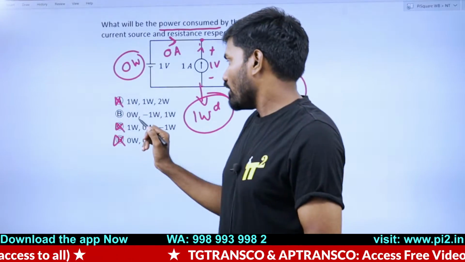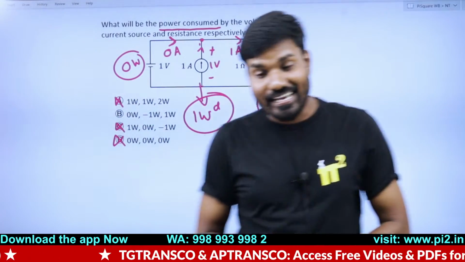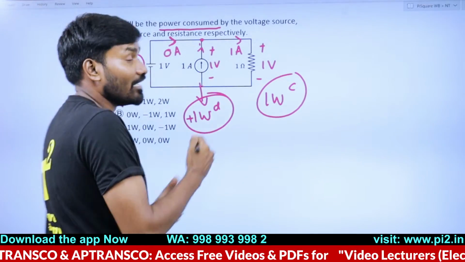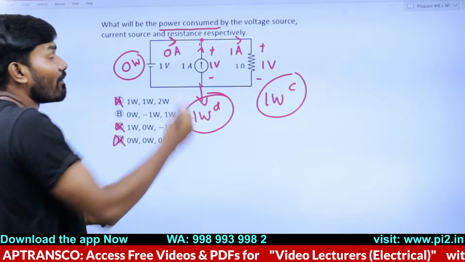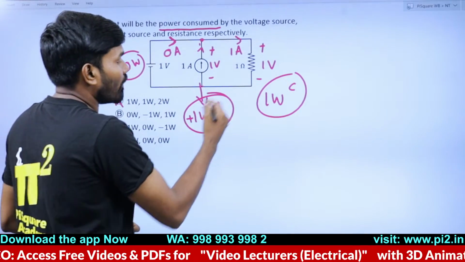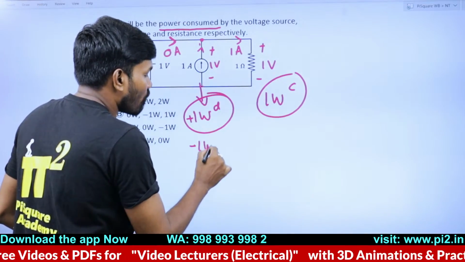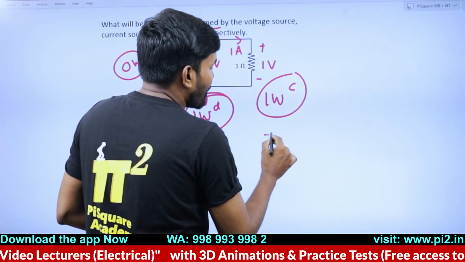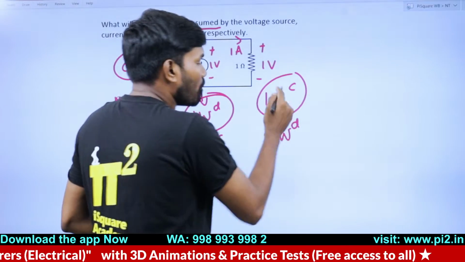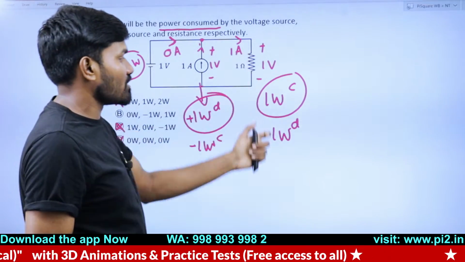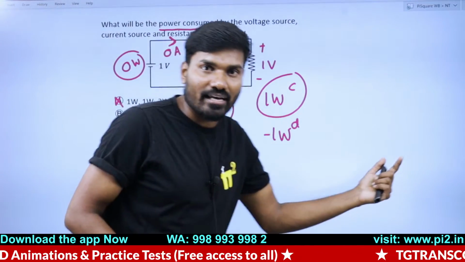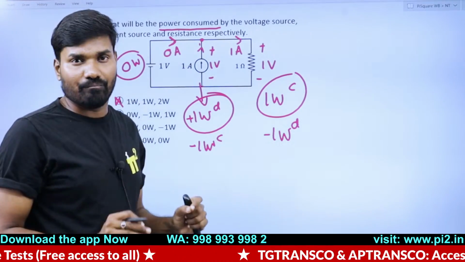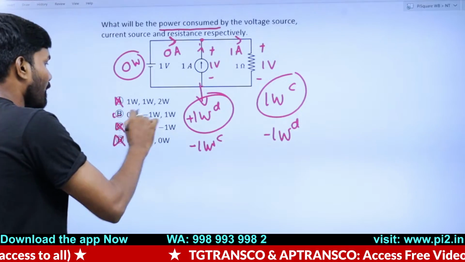Can I go for it? Yes, it is 1 watt delivering, meaning plus 1 watt delivering, but the question asks for power consuming. Plus 1 watt delivering means minus 1 watt consuming. Or in the same way I can write this one as minus 1 watt delivering. Both are the same. In case of a resistance, I can say minus 1 watt delivering, or minus 1 watt consuming. Both mean just the same. Okay, so the answer is B.